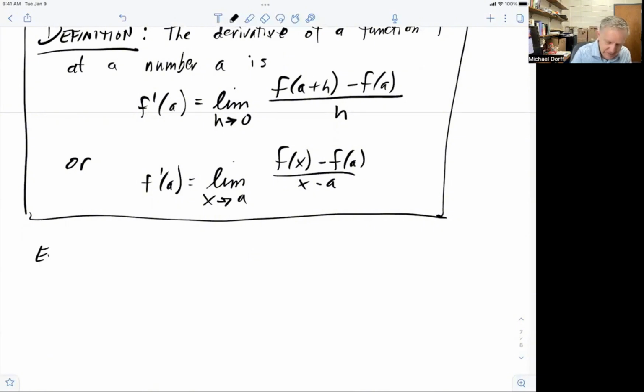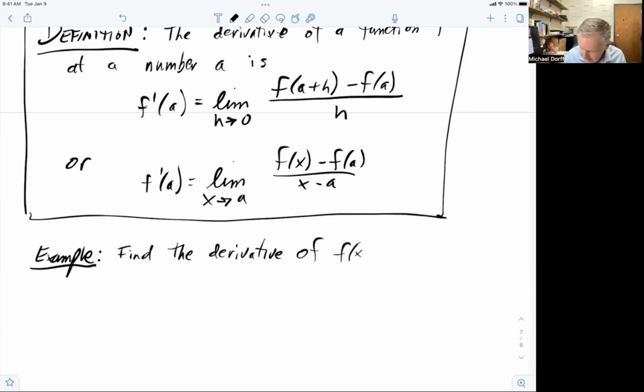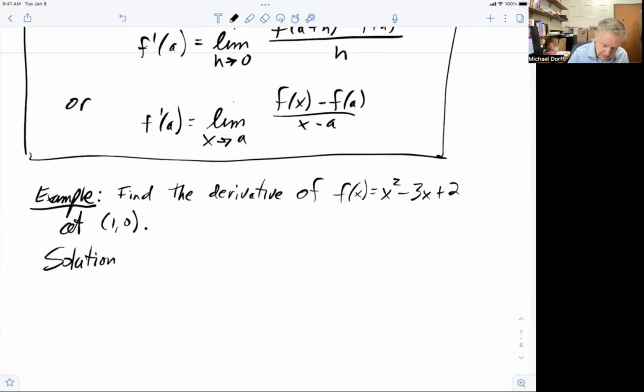Let me do an example to show you how you would use this idea. So find the derivative. Here's a problem. Find the derivative of f of x equals x squared minus 3x plus 2 at the point (1, 0). So what do I do here? I'm going to use the definition.